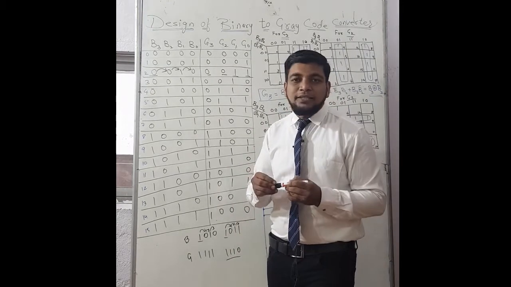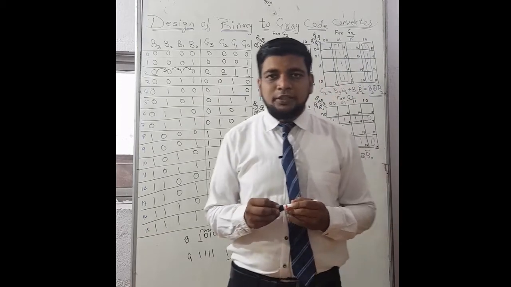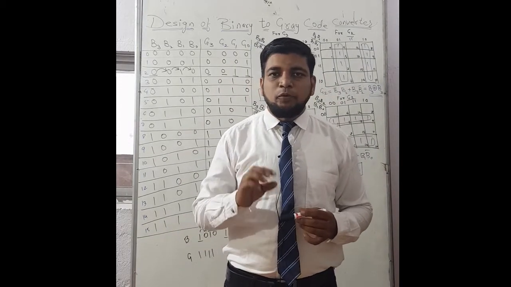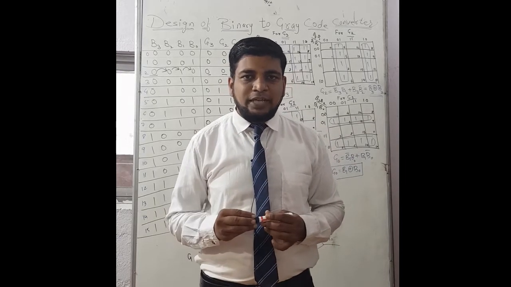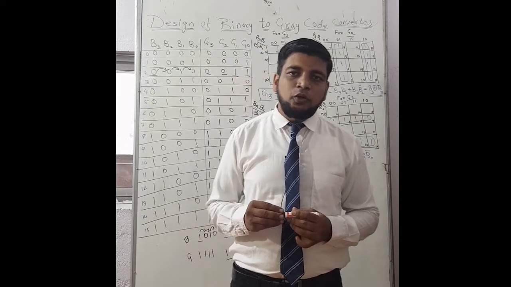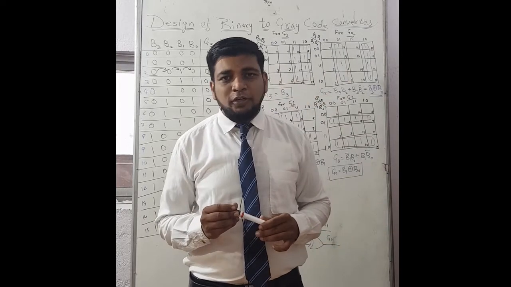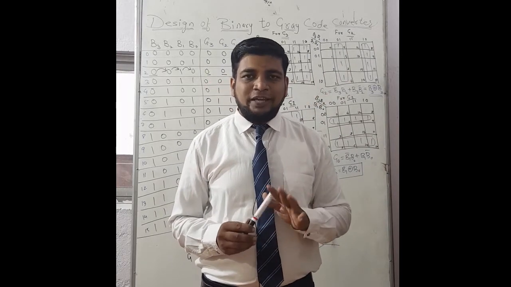Now we will see how to design a binary to gray code converter. For this we are considering a 4-bit binary number. How a 4-bit binary to gray code converter we have to design. So first of all, we need to draw the truth table. For designing the truth table, we know 4 variables are required.